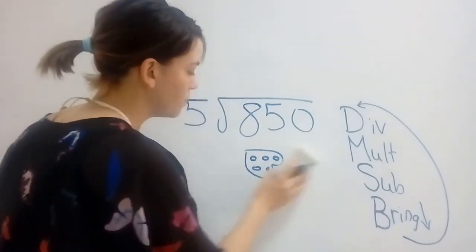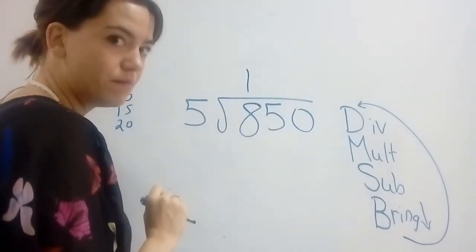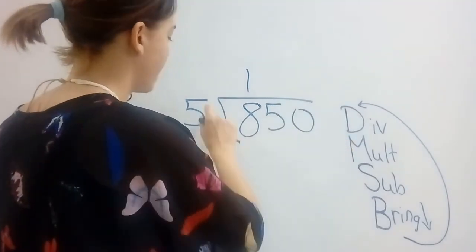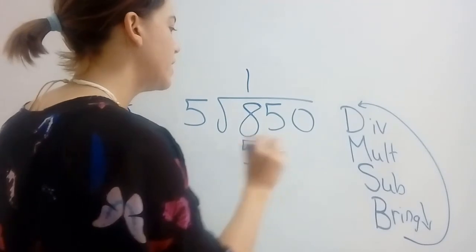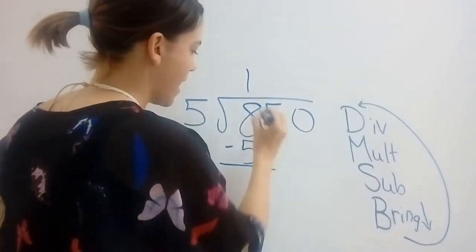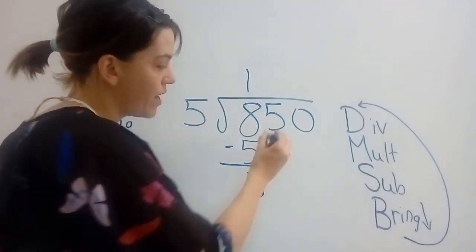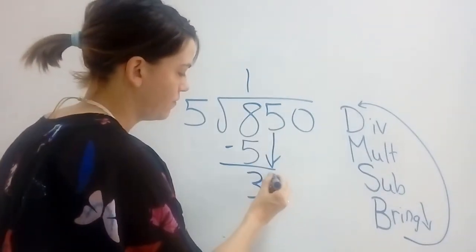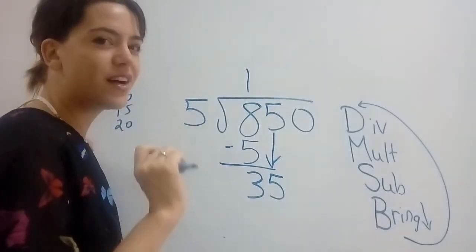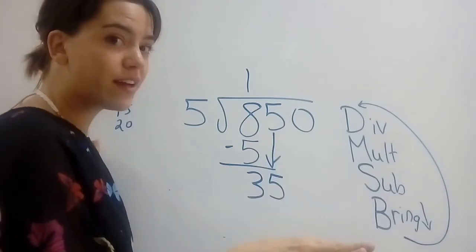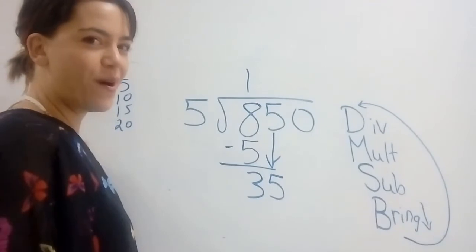So watch what I do. One group of 5 fits inside 8. Now I need to multiply. 5 times 1 is 5. I put that number here. I need to subtract now. 8 minus 5 is 3. Now I bring down my next number. Now before you start freaking out, we're going to do lots of examples, and we'll have already done lots of this in class. So stay with me, keep calm.